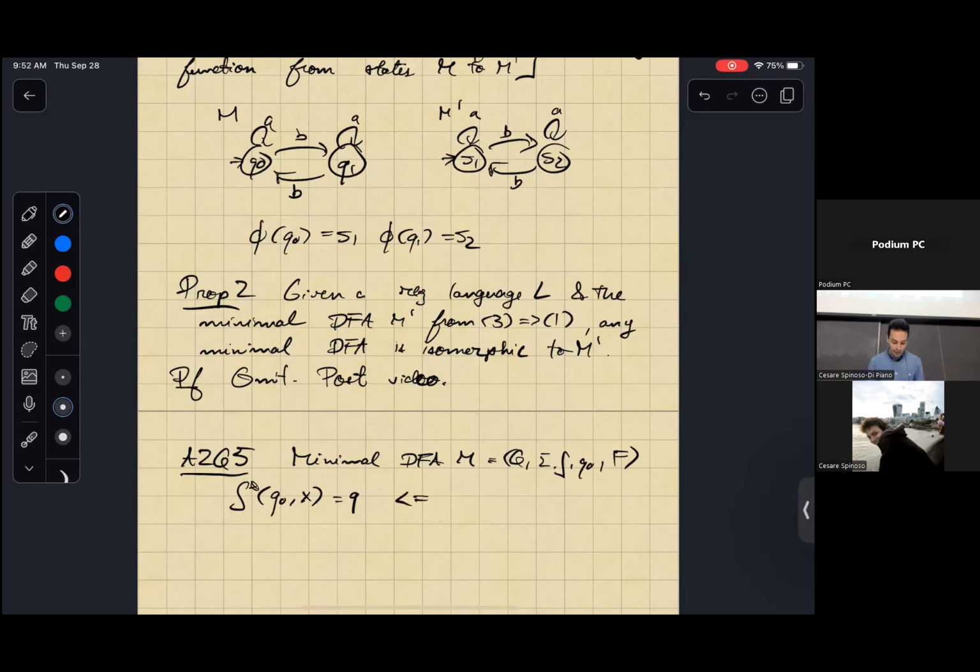well, this is exactly the same as saying that in the minimal DFA of M prime, so this construction from 3 to 1, if I start in its start state, and I read X, then I end up in the equivalence class with representative X. So this is going to be very helpful for you to solve assignment 2, question 5, in particular part B.